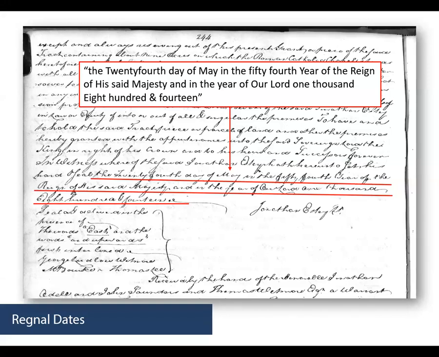And so here I have highlighted a land record, and at the very end of the land record, it is identified as the 24th day of May in the 54th year of the reign of his said majesty, and in the year of our Lord 1814. You don't always get the year of our Lord 1814. Very often, all you get is the 54th year of the reign of His Majesty. Usually, they will tell you which majesty we're talking about at that time. If you don't get the actual calendar year in numbers, you have to convert the regnal date.